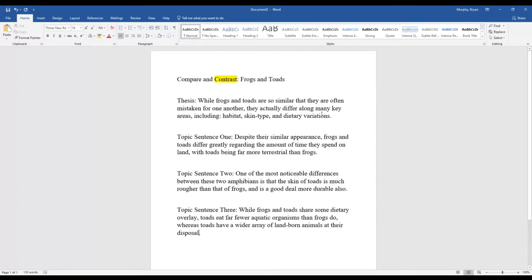So we start with a good attention getter. What's a good attention getter for frogs? Man, if I've learned anything, it's that frogs are crazy animals, and toads too. And amphibians are just really cool, and they do a lot of really cool stuff. So you could talk about how cool they are as animals and describe them vividly.